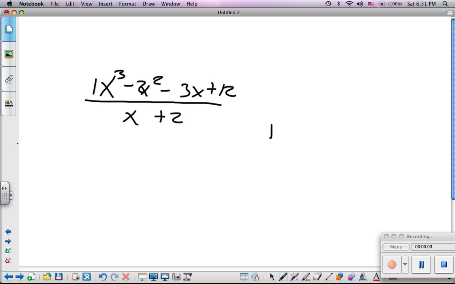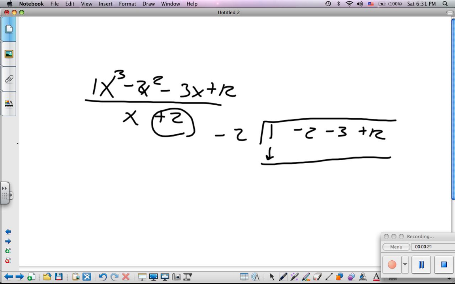We just copy down the coefficients. So we have the 1 for the x cubed, a minus 2 for x squared, minus 3 for x, and a plus 12 for the constant. And we're dividing here by, and we want to be a little careful, the opposite of this. It's the value that makes the whole denominator 0. So it's going to be a minus 2.